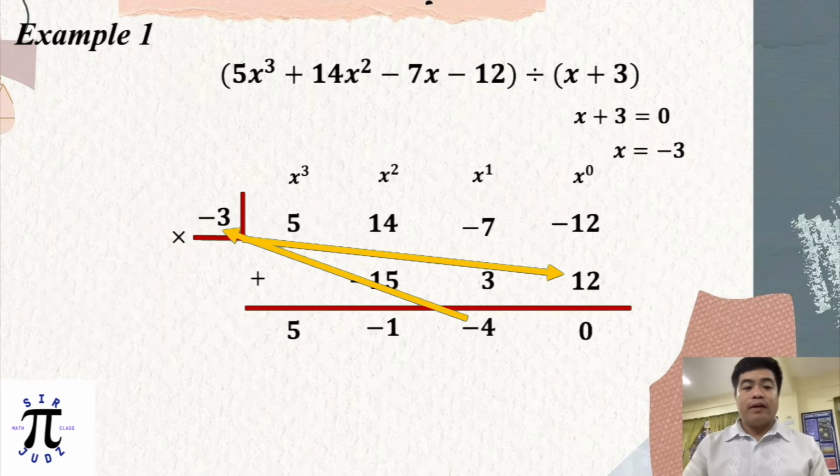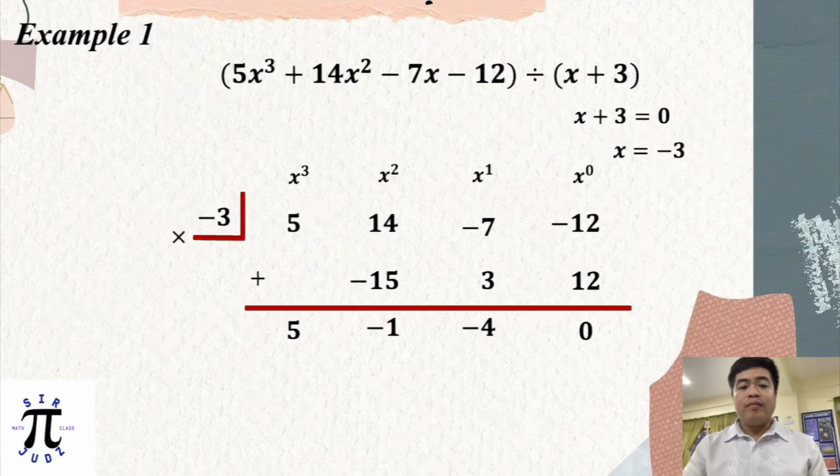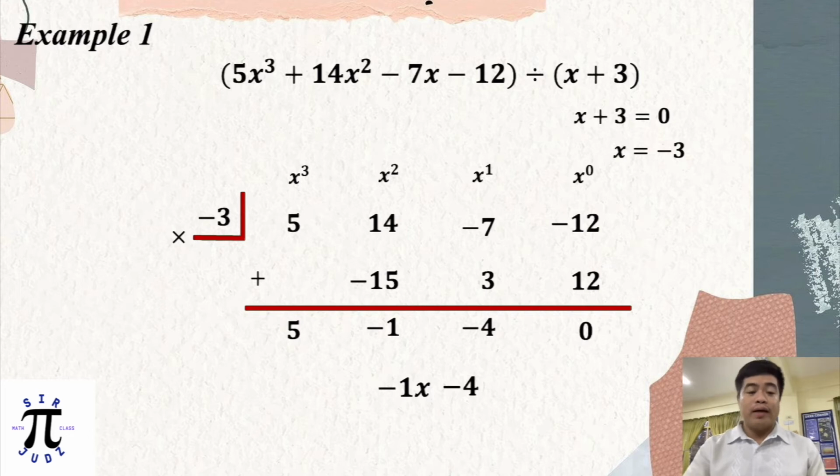Add negative 12 and 12. So you have 0. So 0 will serve as your remainder. And negative 4 will be the constant term of your quotient. So, sulat mo ang negative 4. And then, the negative 1, lalagyan mo siya ngayon ng x to the power of 1. For example, a ang gamit, so a ang ilalagay mo dyan. Or y ang gamit, so y ang ilalagay mo.